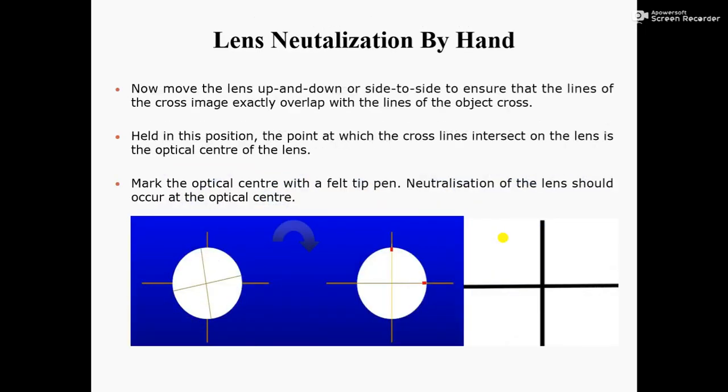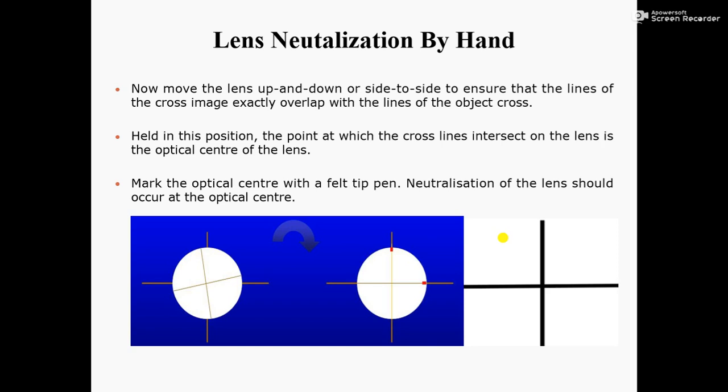Next, now move the lens up and down or side to side to ensure that the lines of the cross image exactly overlap with the lines of the object cross. Held in this position, the point at which the cross lines intersect on the lens is the optical center of the lens. Mark the optical center with a flat tip pen. Neutralization of the lens should occur at the optical center.